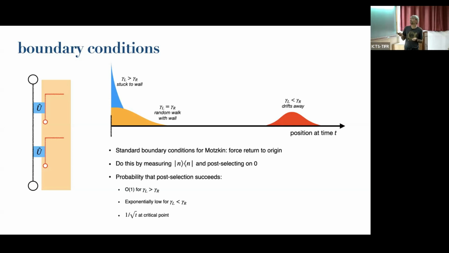If, on the other hand, you're in the phase where you're drifting away, then you're exceedingly unlikely to end up back at the origin, and the post-selection overhead is ginormous, and this would not be an efficient way of constructing the state. If you're somewhere in between, at the critical point, then the longer you run the process, the lower this probability is, but it only goes down as like 1 over square root of time, which is 1 over square root of the size of the state you're creating. So it's some post-selection overhead, but it's only polynomial.